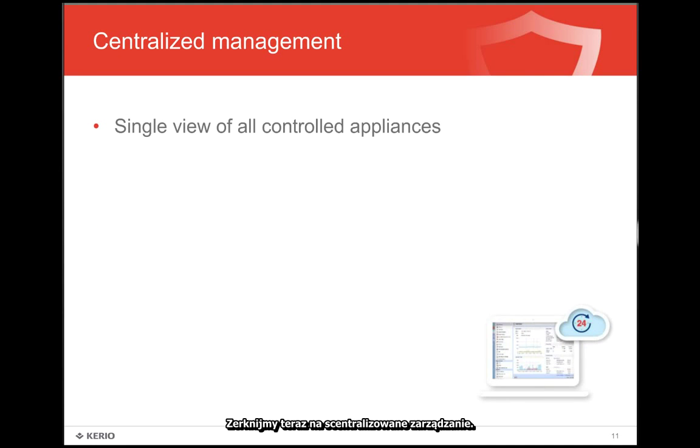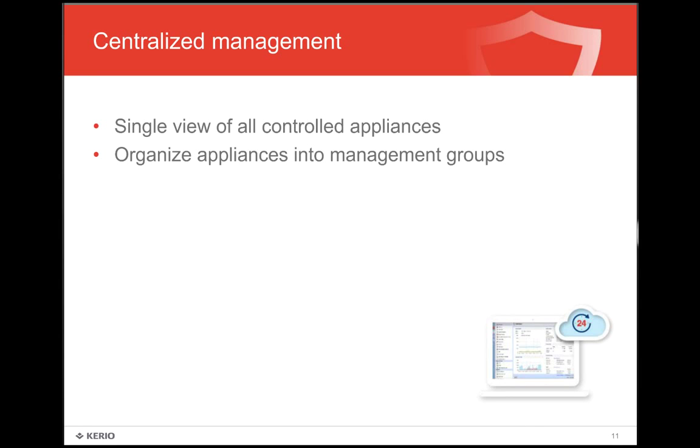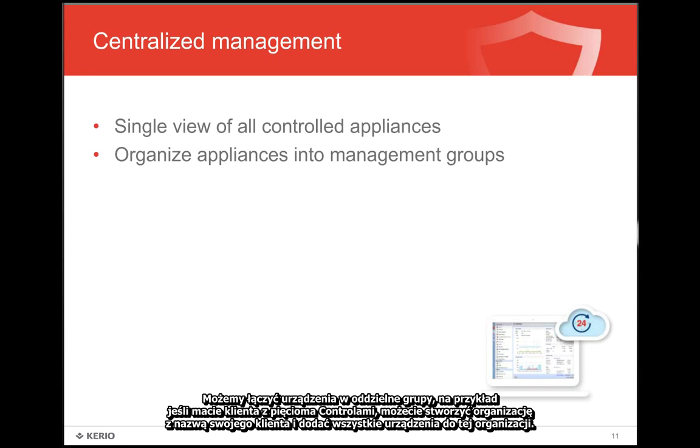So let's have a sneak peek at the centralized management. You get a single view of all your controlled appliances. You can organize appliances in separate management groups. For example, if you have a customer with 5 Kerio Controls, you can create an organization named like your customer, and you can drop all those appliances into this organization.